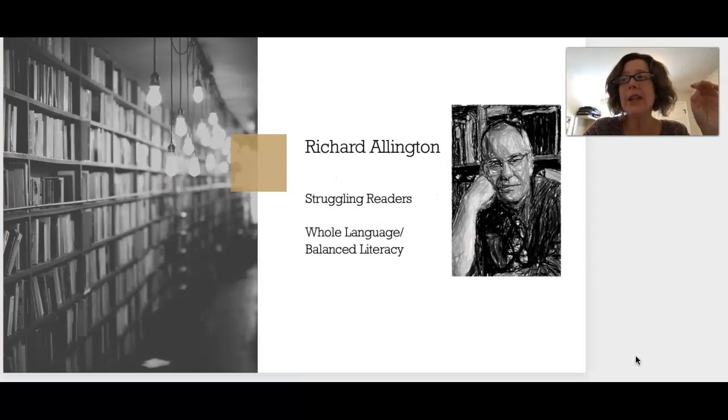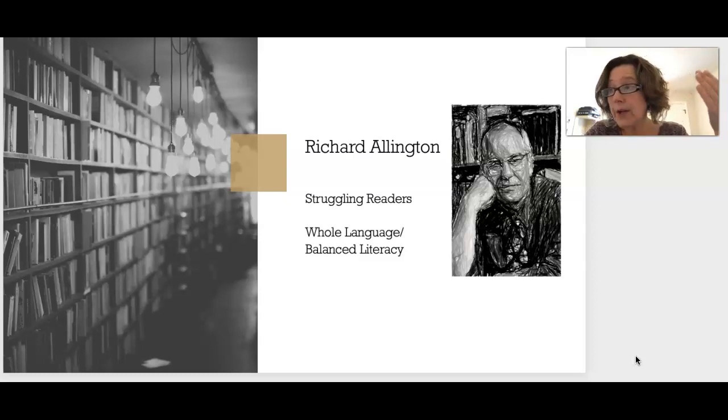So we saw Richard Allington. I'm not going to spend a ton of time on him. His philosophy is around struggling readers, and his idea is that whole language and balanced literacy is the best for those struggling readers, because he sees that those struggling readers need a plethora of tools. So if we only focused on phonics, he really believes that lots of kids would not be learning. Lots of the struggling readers would still be struggling and not be able to learn.